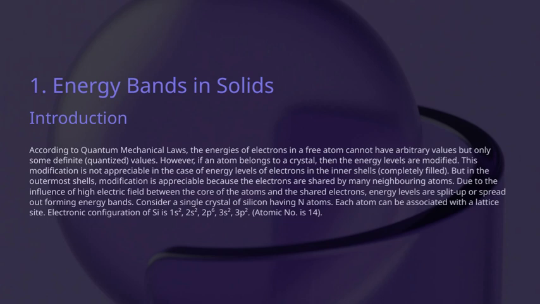Since these electrons are shared among many neighboring atoms, the influence of the electric field between the atomic core and the shared electrons becomes significant. This causes the energy levels to split or spread out, forming what we call energy bands. To visualize this, think of a single crystal of silicon with N atoms, each associated with a lattice site. The electronic configuration of silicon is 1s², 2s², 2p⁶, 3s², 3p², with an atomic number of 14. These energy bands are fundamental because they determine how electrons move through the material, which ultimately affects its electrical properties.